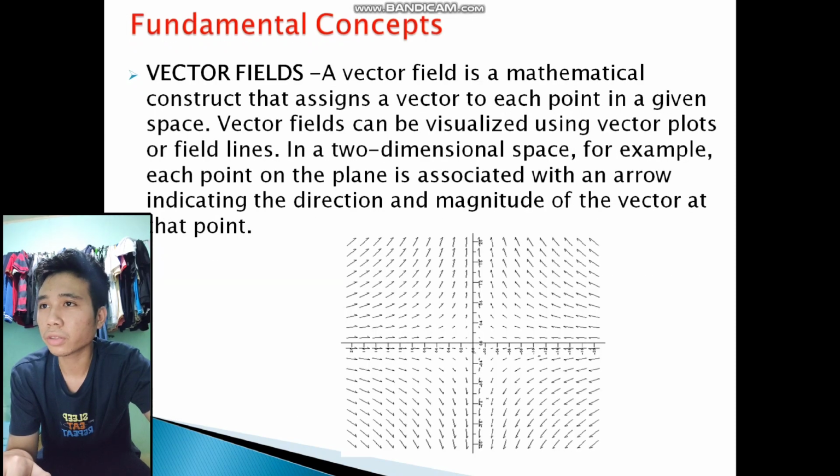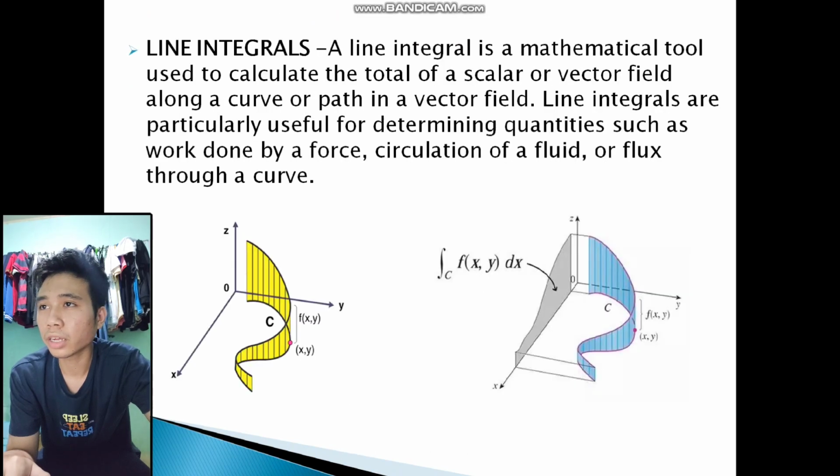Fundamental concepts. Vector fields. A vector field is a mathematical construction that assigns a vector to each point in a given space. Vector fields can be visualized using vector plots or field lines in a two-dimensional space. For example, each point on the plane is associated with an arrow indicating the direction and magnitude of the vector at that point.